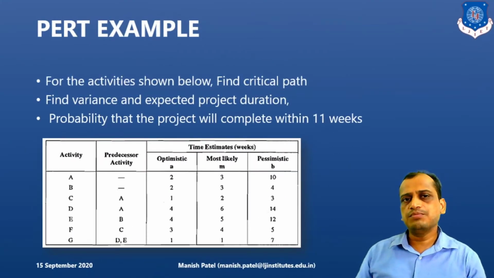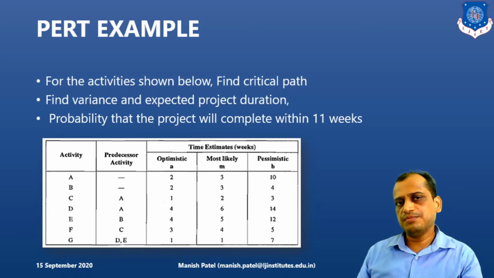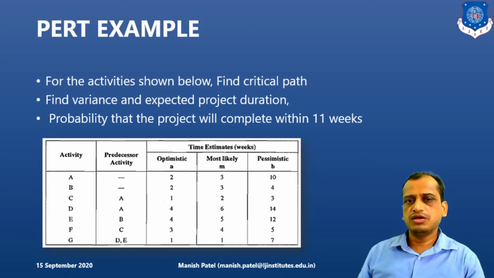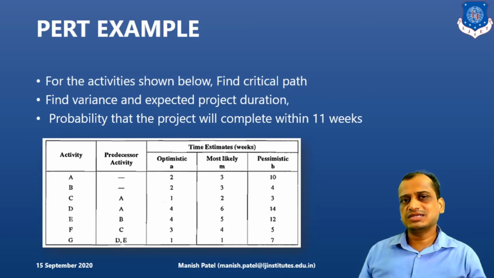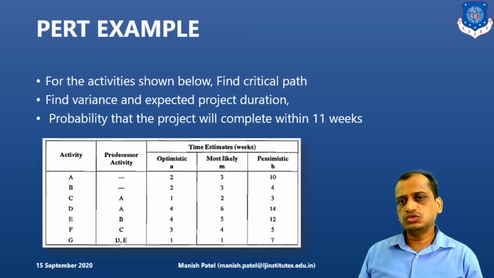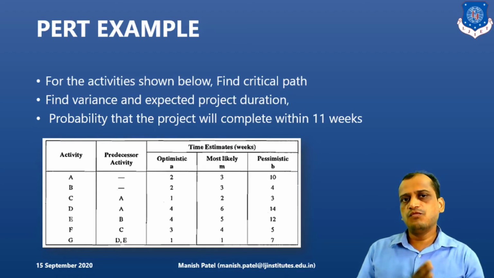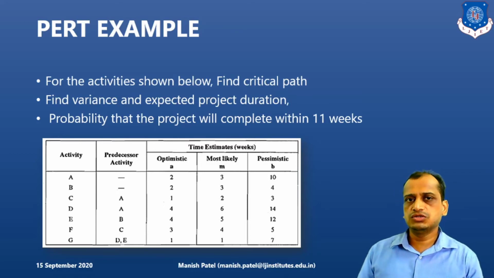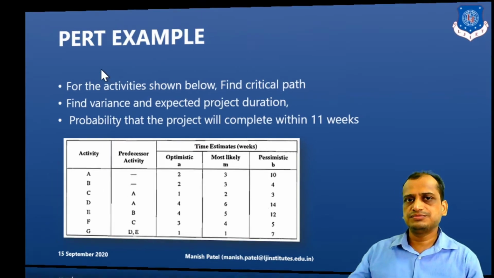Now let's look into an example to understand these concepts in detail. In this example, the activities are given here: optimistic time, most likely time, and pessimistic time, and their predecessor and successor activities are given. Based on that, we have to find out the expected project duration and variance as well. If the company wants to know the probability that the project can be completed within 11 weeks, we will find out all these criteria.